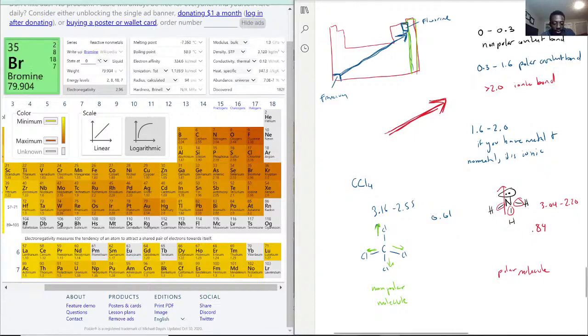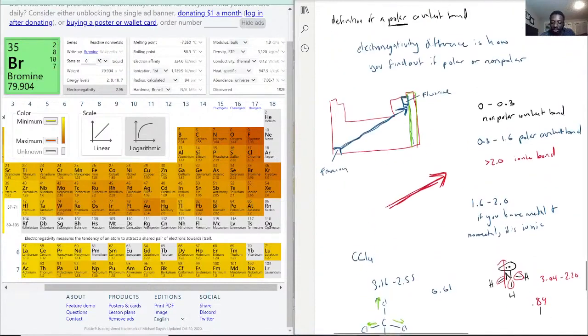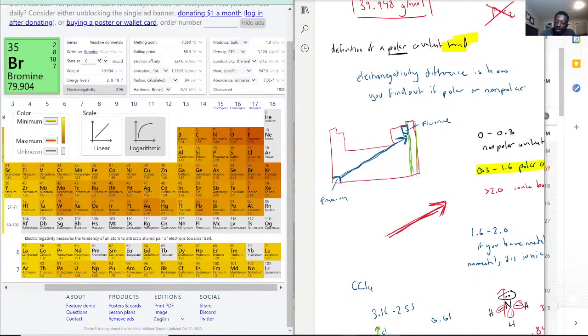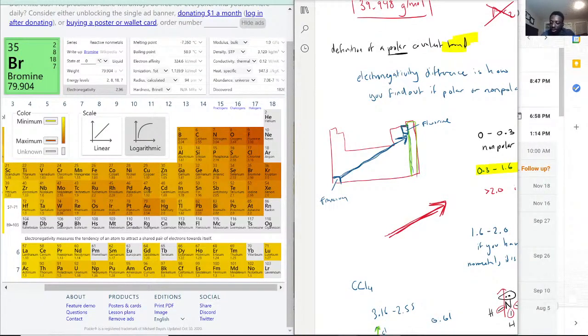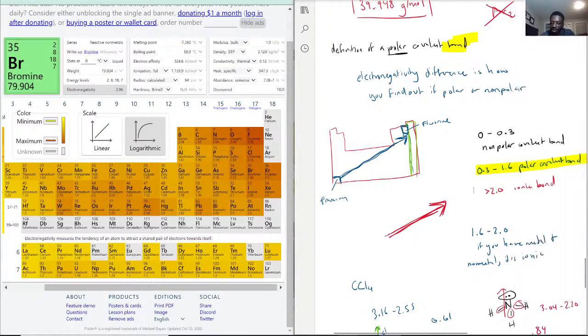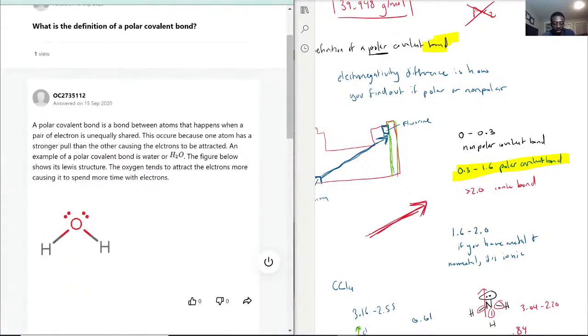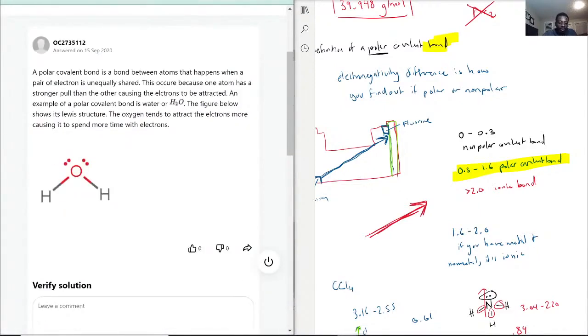So with that being said, to define a polar covalent bond, and the key word is bond, this is the limit right here. So 0.3 to 1.6, that is what you would define as a polar covalent bond, and that is from your electronegativity.